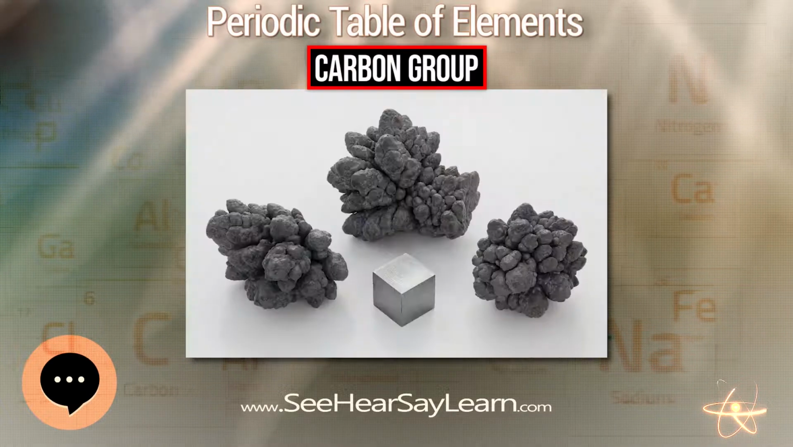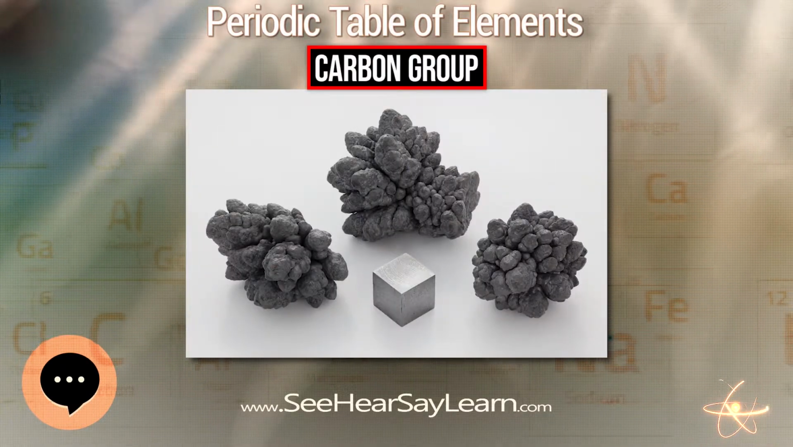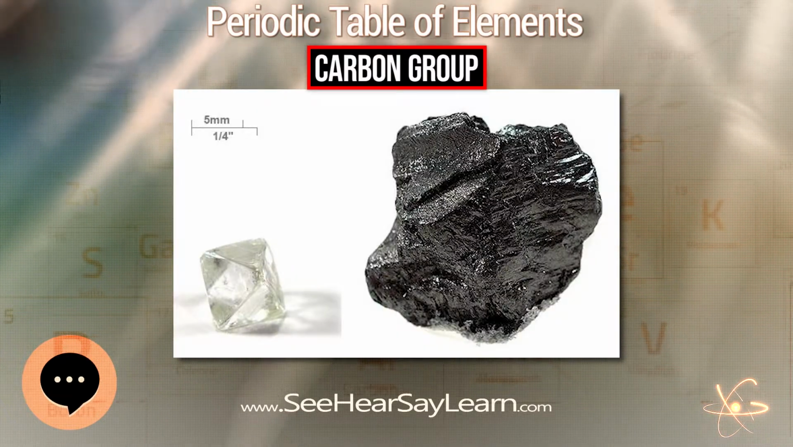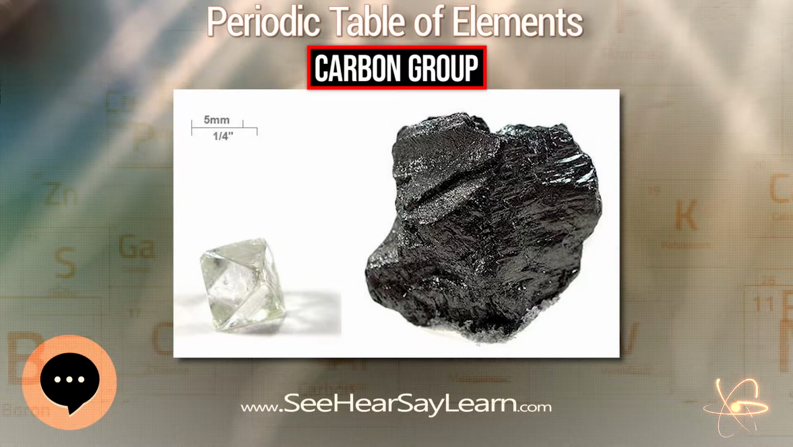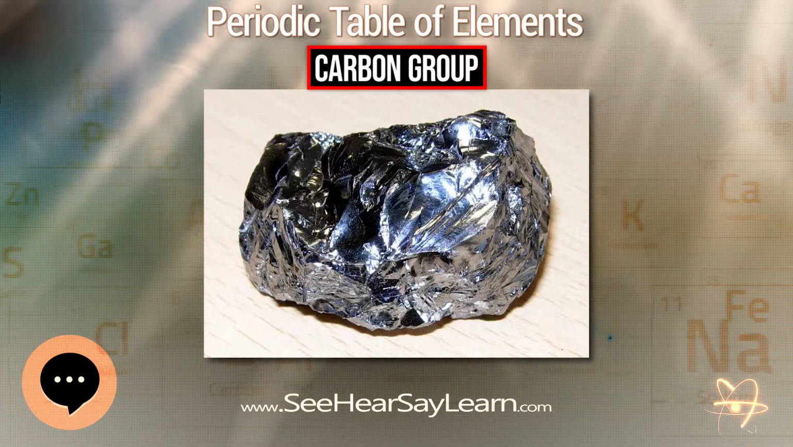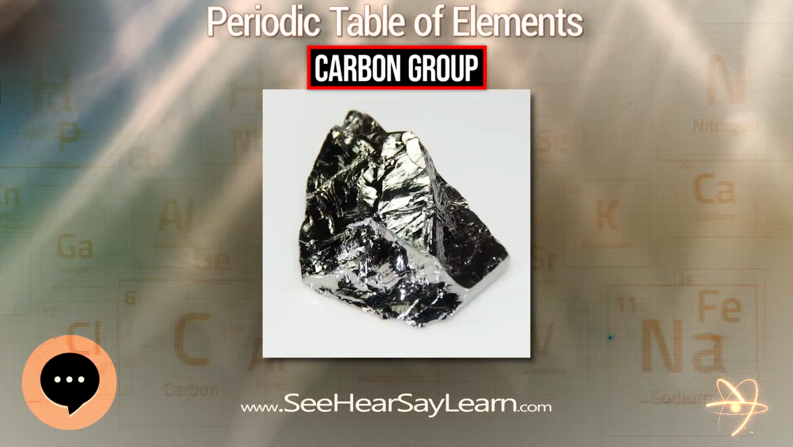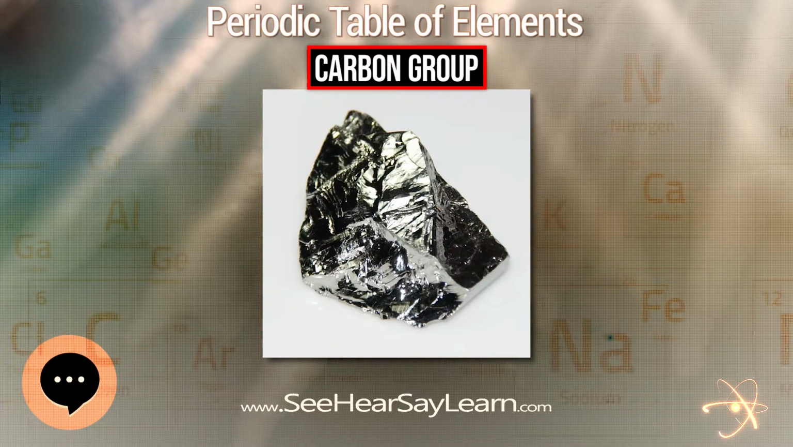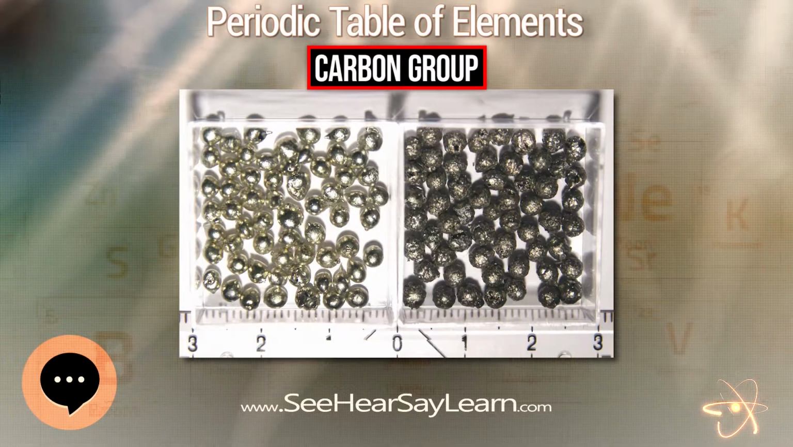Tin is typically found in the beta tin form, a silvery metal. However, at standard pressure, beta tin converts to alpha tin, a gray powder, at temperatures below 13.2 degrees Celsius / 56 degrees Fahrenheit. This can cause tin objects in cold temperatures to crumble to gray powder in a process known as tin pest or tin rot.